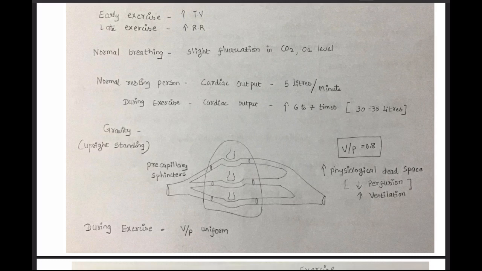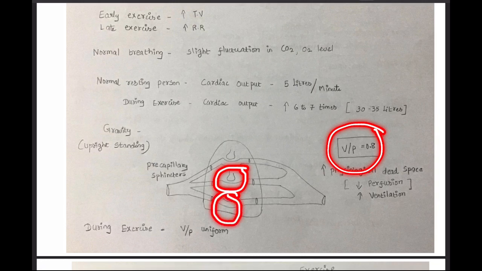So as I told earlier, whenever there is increased blood flow, you will have more perfusion and ventilation. So what is the normal ventilation perfusion value? It is 0.8. What is the value of ventilation perfusion in the lower segment? It should be more than 0.8. What is the value in the upper segment? It should be less than 0.8.